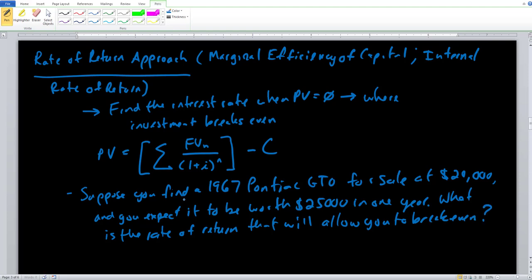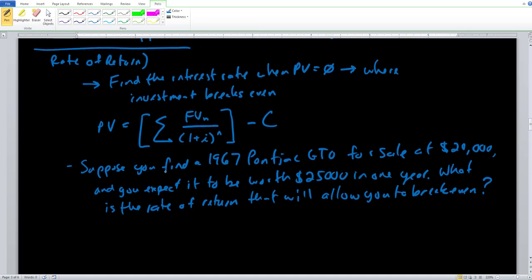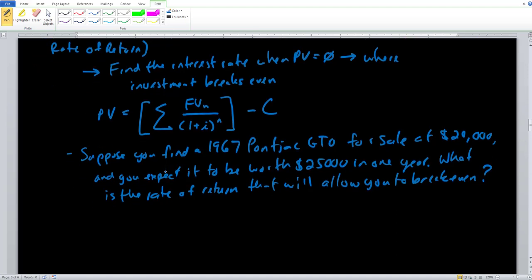And once again, we just go ahead and use this formula right here. So what numbers do we have? Do we have a present value? Remember that with the rate of return approach, our present value is going to equal 0. So we just go ahead and put that on the left-hand side automatically. We're not interested in finding the present value.